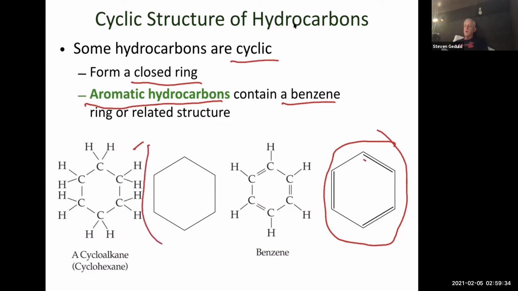These are what's called line structures. When we draw line structures, we're going to learn about that in this chapter also. Every corner represents a carbon atom. So every time there's a bend, every time there's the end of a line, there's a carbon atom there. So this structure has 1, 2, 3, 4, 5, 6 carbon atoms. Looking at this structure, how many hydrogens are in this cyclohexane?